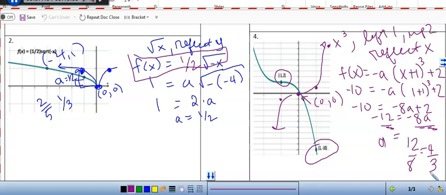Okay, so now I'm going to replace that a with negative 4/3. No, positive 4/3. The negative was already there. So I'm going to replace that a with 4/3. And so now I have my function to be negative 4/3 times (x plus 1) cubed plus 2. And so here is the equation for this particular graph. Okay, and that's it for this page.